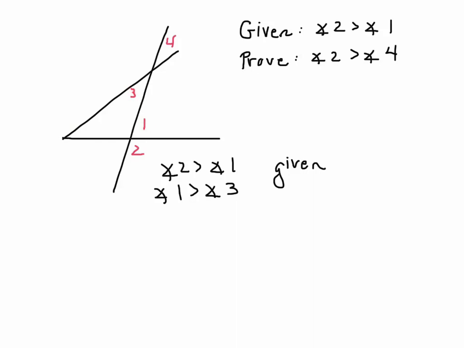So I'll write exterior angle theorem here. All right, so therefore we know, since angle 2 is bigger than 1 and 1 is bigger than 3, we know that angle 2 is greater than angle 3. And that's the transitive property of inequality.